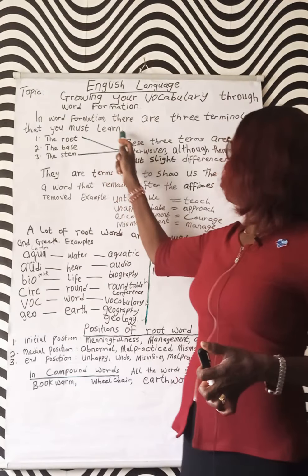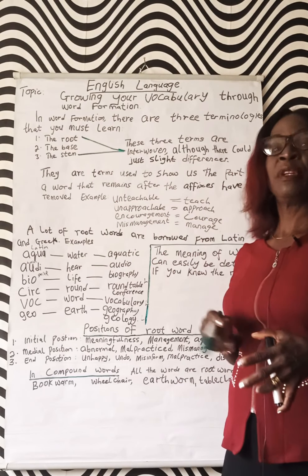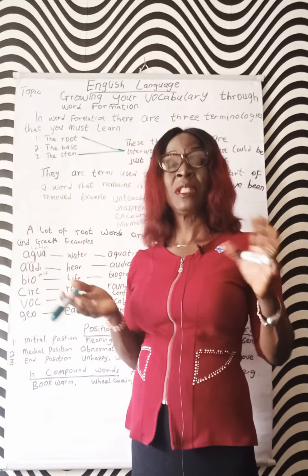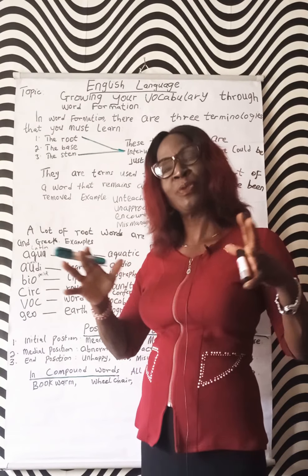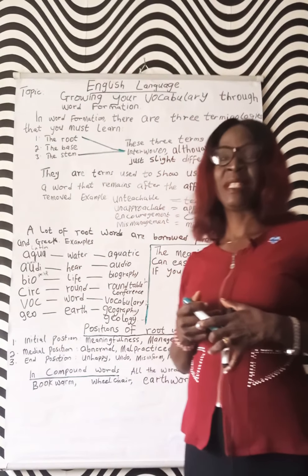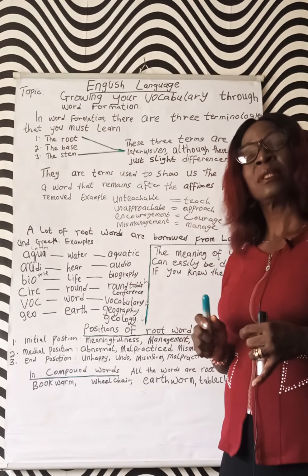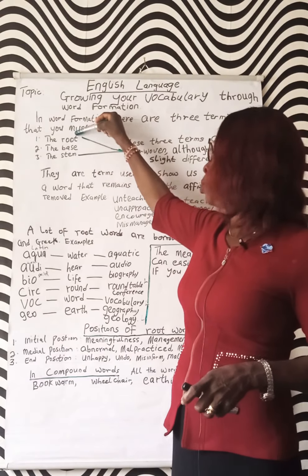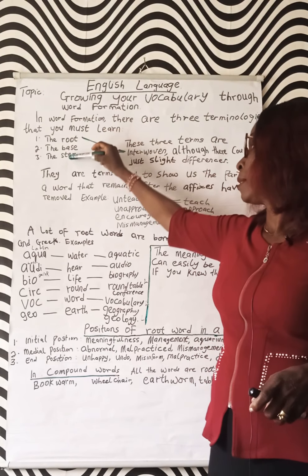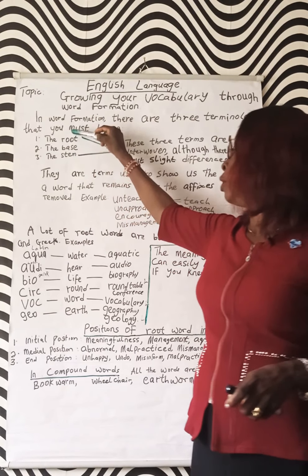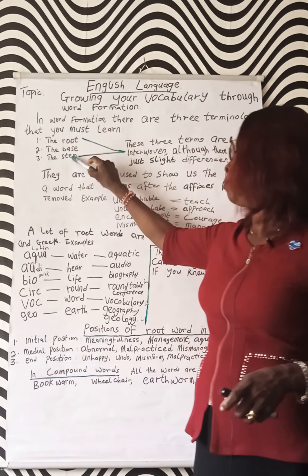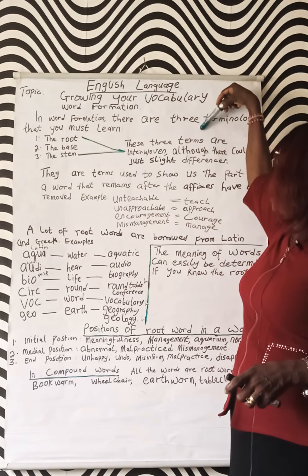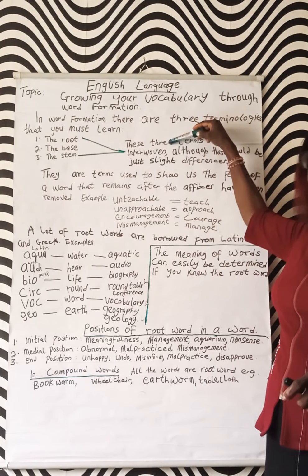And then in word formation, there are three terminologies that you must learn. There are three terminologies that you must know when you want to grow your vocabularies. You have to learn the root, the base, and the stem. The root, base, and stem, they are interwoven. That's why I said these three terms are interwoven.